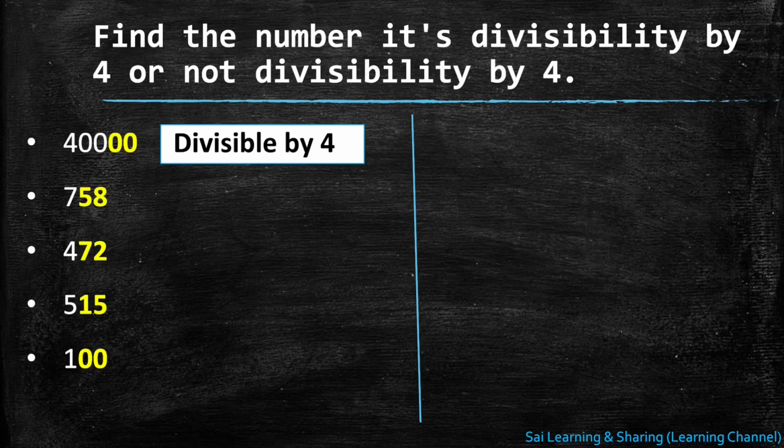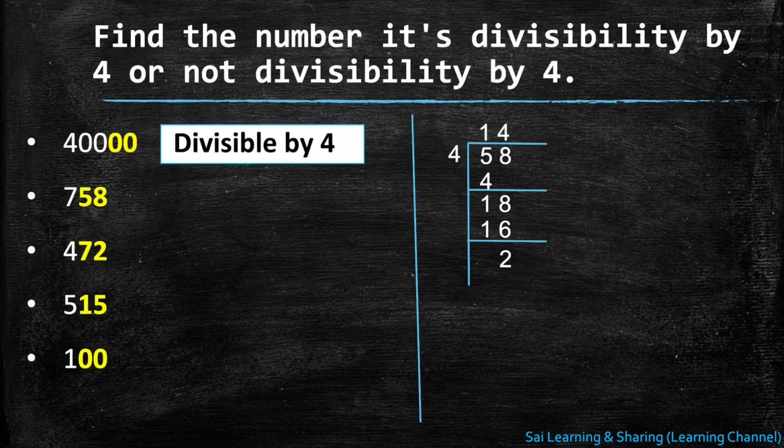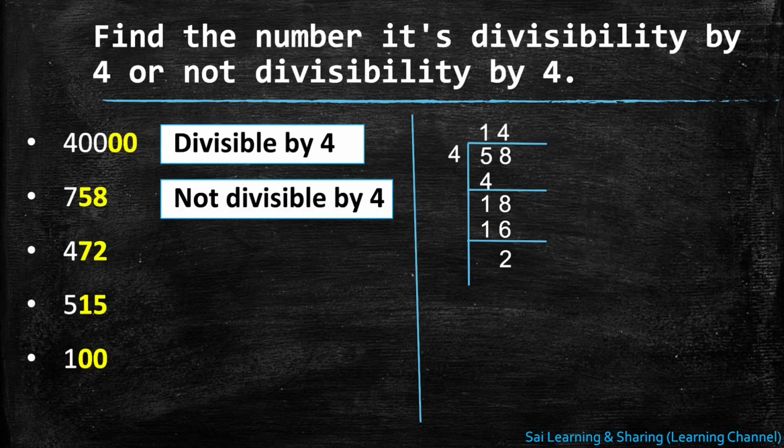758. The highlighted parts there are 58. And 58 is above 40. So we should divide this. 58 divided by 4, we get 14 and the remainder is 2. I told you if the remainder is 0, it will be divisible by 4, but the remainder is 2. So it is not divisible by 4.